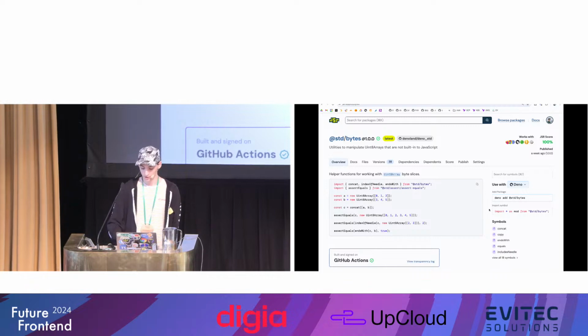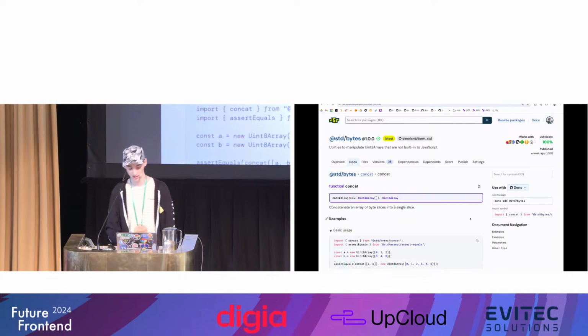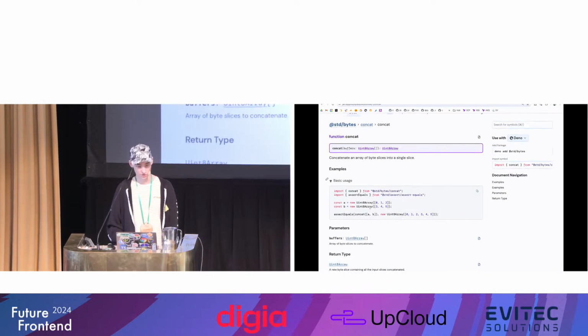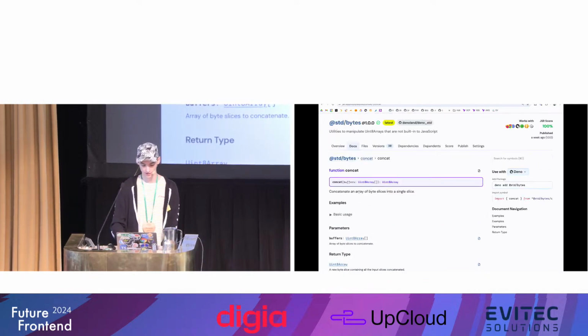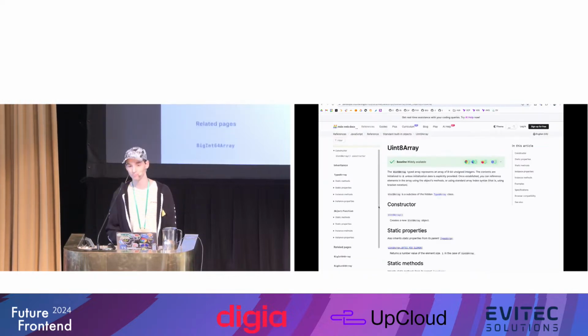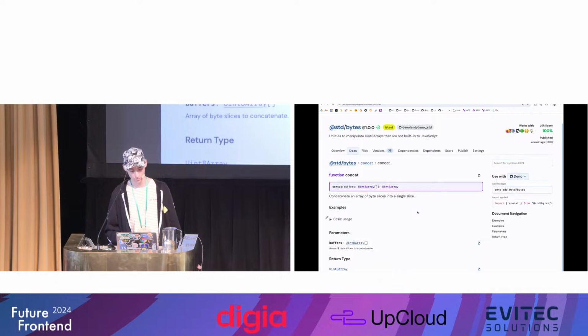You can see all of the symbols that are exported. So there's a concat function. This concat function concatenates multiple uint8 array buffers together. There's some usage examples here. This is nice documentation, right? I can click on this uint8 array. It takes me to MDN to tell me more about what a uint8 array is if I don't know that.